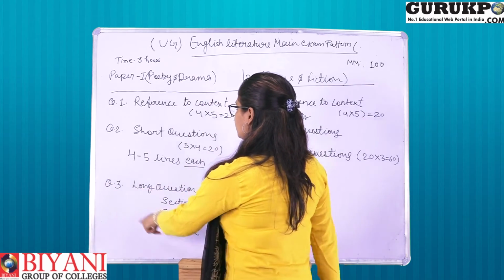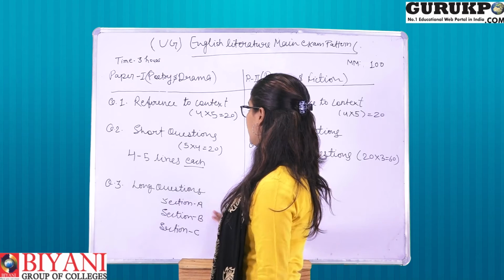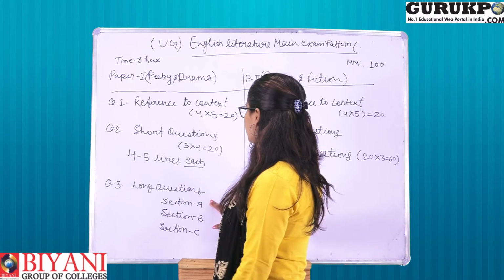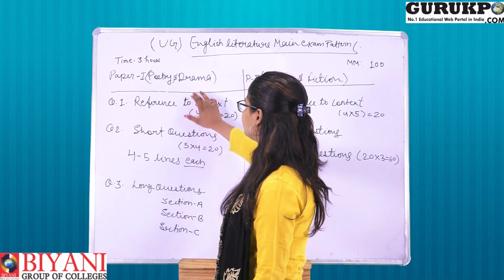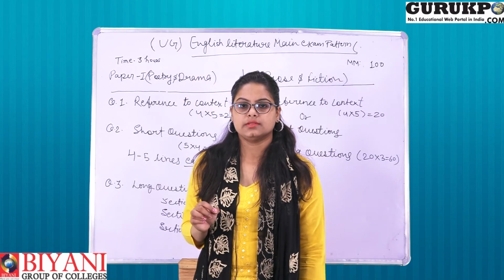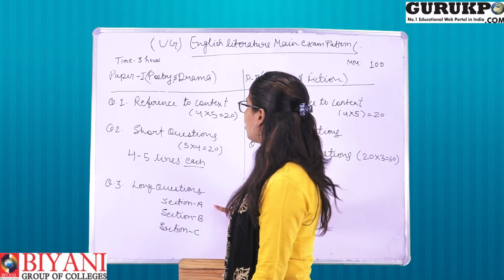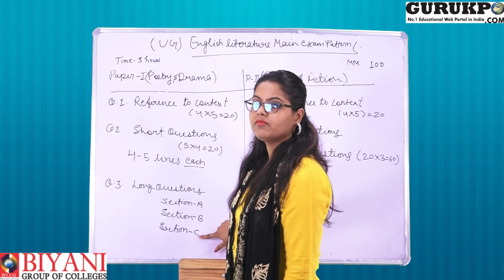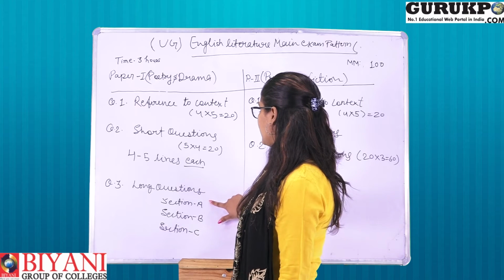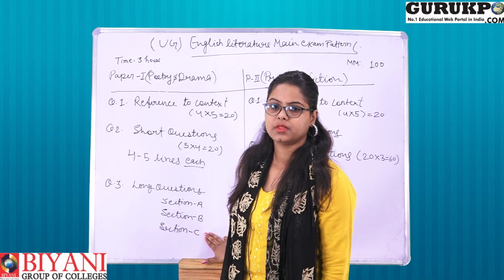Now we shall talk about the third question. The third question will be the long question. In the long question, you will have 3 sections: section A, section B, and section C. From the poetry and drama part, you will have 2 questions, with section A and section B from the poetry part, and the last section from the drama part. In this way, you have section A, section B, and section C, and you will have to do 3 questions in all.